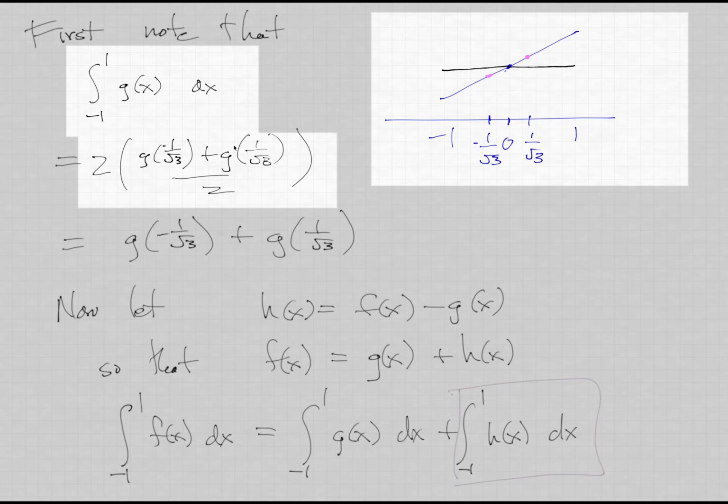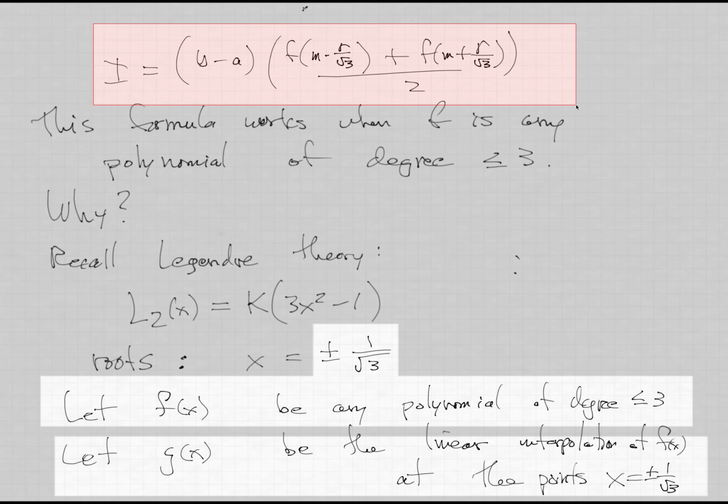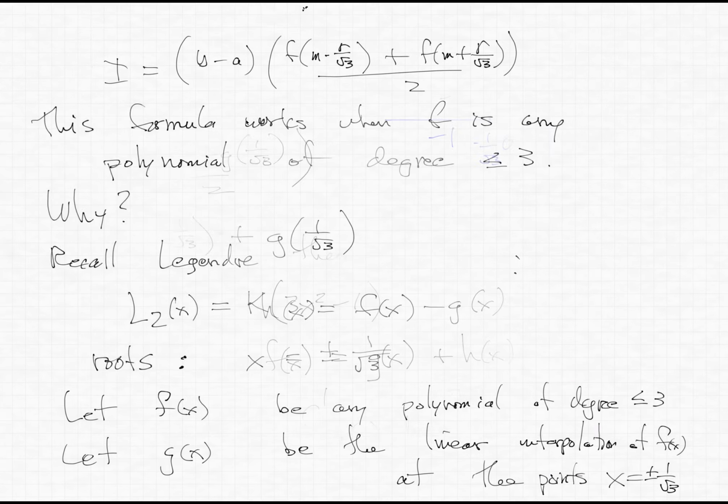Length of the interval times the average value of g at the 2 sample points. Okay. Now this looks a lot like the general formula for the integral that I showed you here, right? This guy. It's exactly the same form. The length of the interval times the average value of the function at the two sample points.